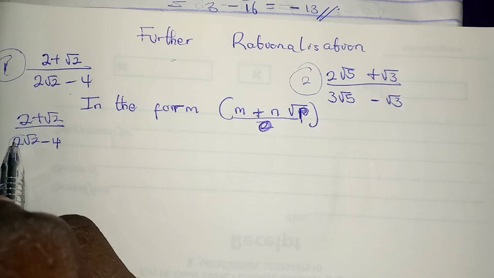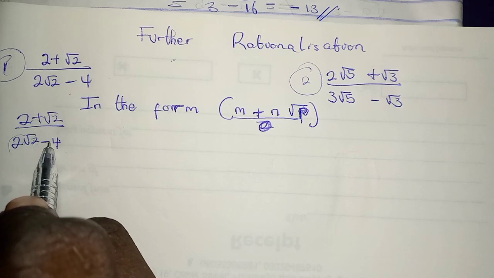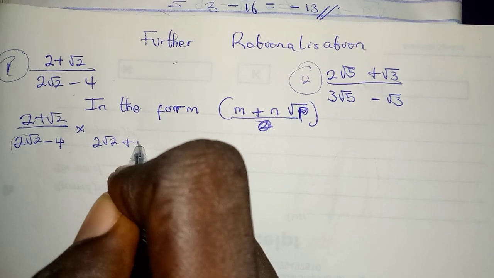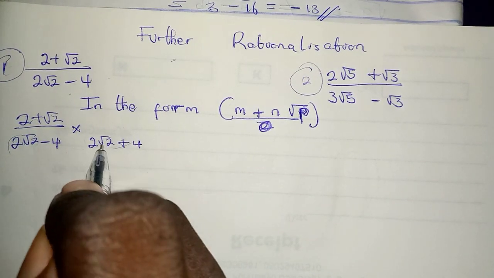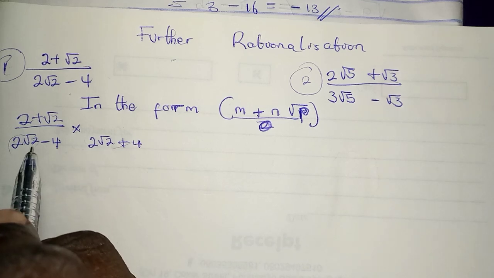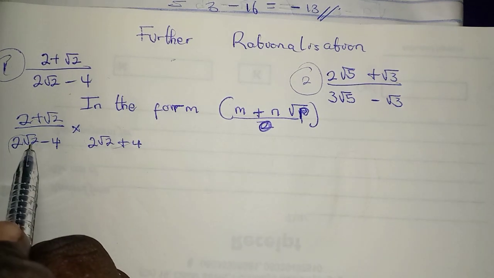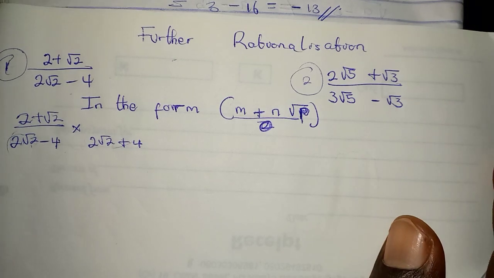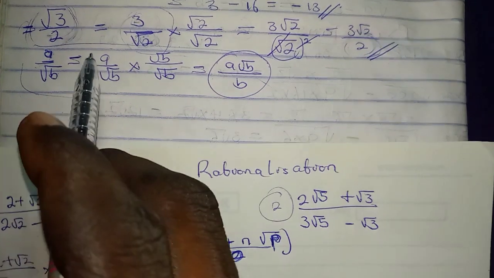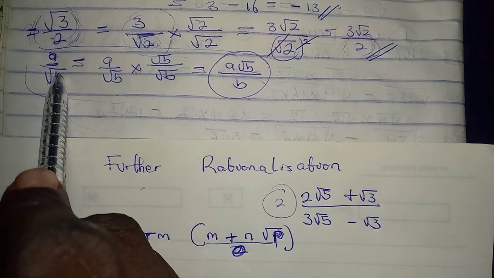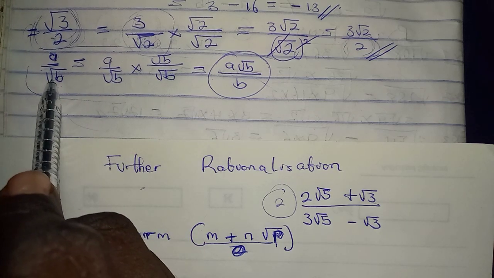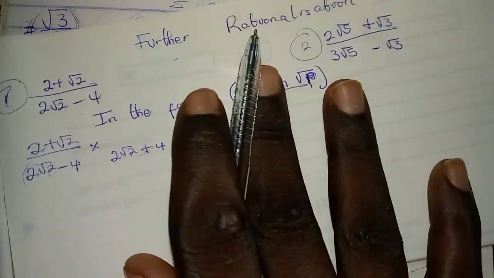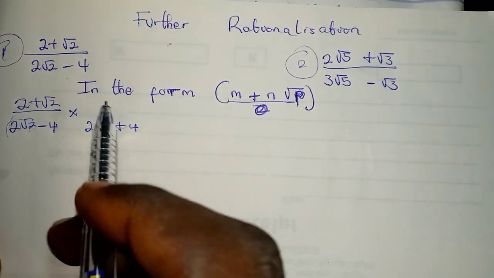Don't forget the conjugate of 2 root 2 minus 4 is 2 root 2 plus 4. That's the first thing. And the second thing is that we are going to rationalize because we have a root at the denominator. Don't forget, we talked about this earlier. When you have a root at the denominator, you rationalize by multiplying the numerator and denominator. So that's what we are going to be doing here.